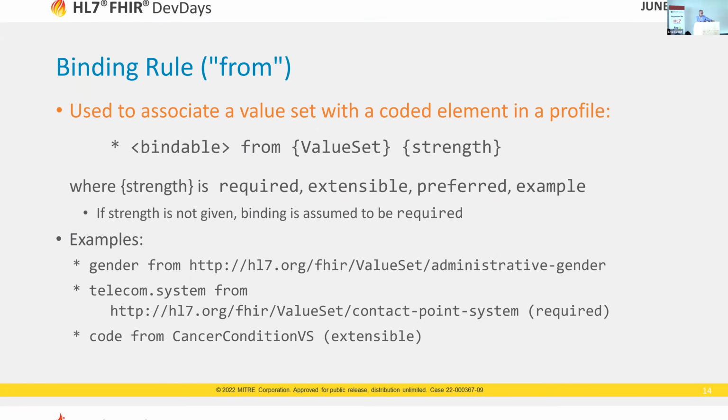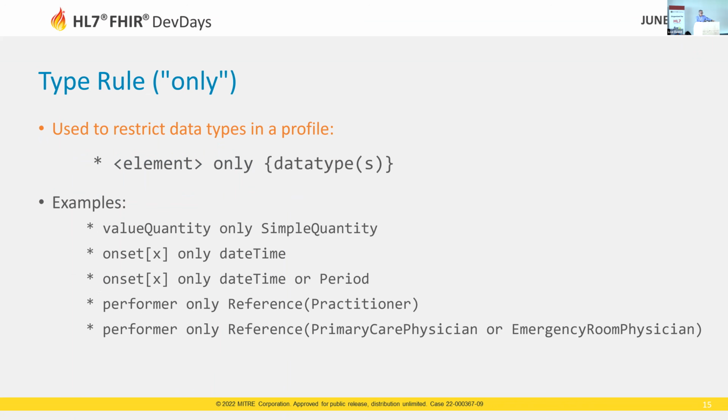So that's pretty logical. And then type rules, that sets data types. So you can constrain data types. Often in FHIR, it's quite broad. So you can say, for example, my onset X, that's a value which, in FHIR condition, could be a date time, a date, or a period. You could say onset X, in my case, it's only going to be a date time. Or you could say onset is going to be a date time or a period, leaving date out of the picture.